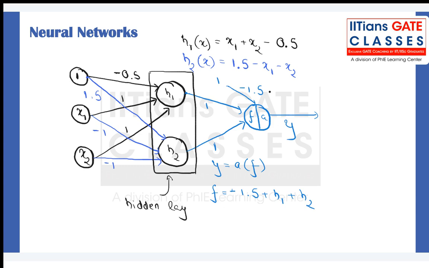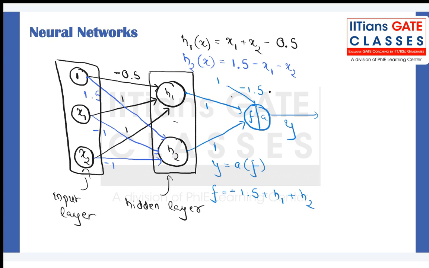Layer meaning it's a set of neurons. In this case there are two neurons in the hidden layer. And this here is called your input layer. And this thing here is called your output layer. Input layer, hidden layer, output layer.